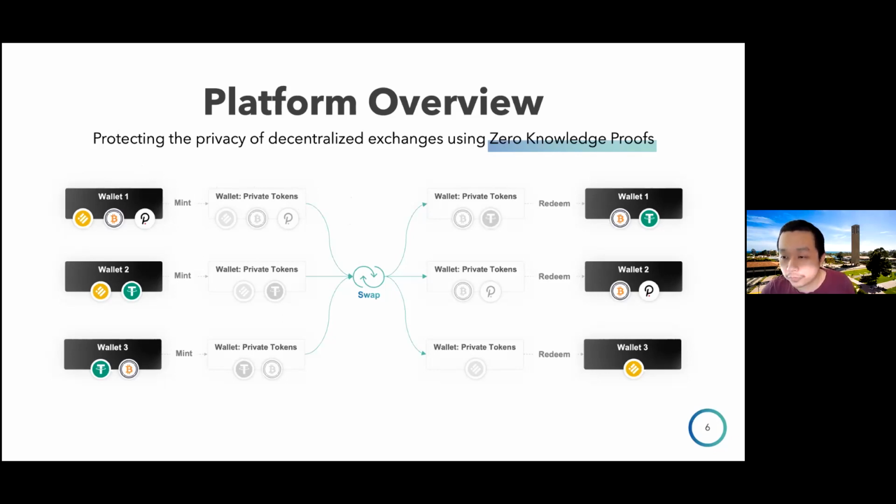And of course in the future, we are going to develop privacy preserving smart contracts on our platform, in the sense that you can use a general programming language, probably something similar to Solidity, to write a privacy preserving contract. So that's the platform overview.